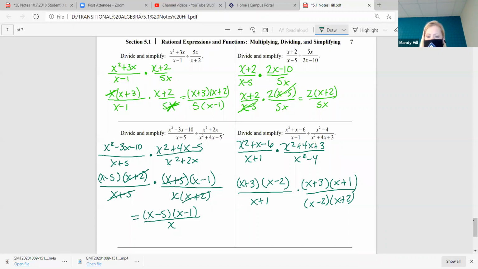There's nothing to go with my x plus 3 on the bottom. And x minus 2, yeah. X plus 1, yes. But that's it, right? So we've got our final answer, x plus 3 times x plus 3. And on the bottom, we end up with an x plus 2. And that is the end of 5.1.